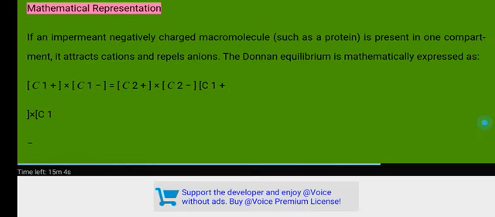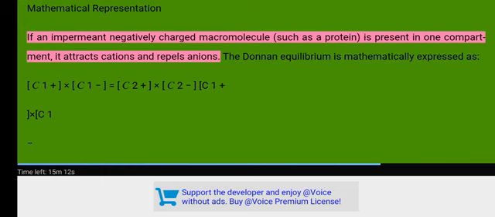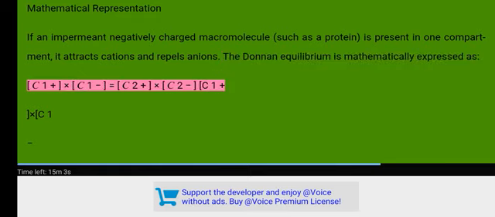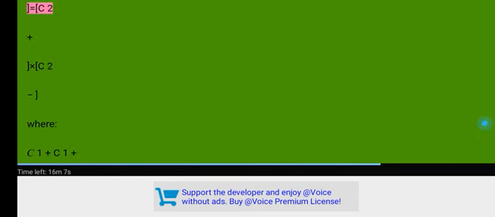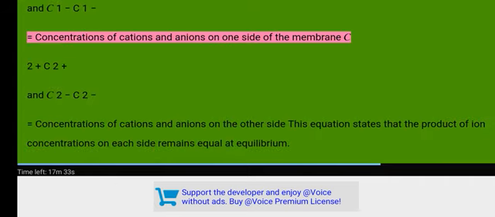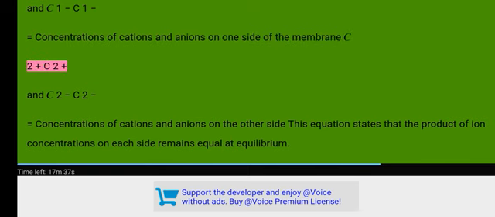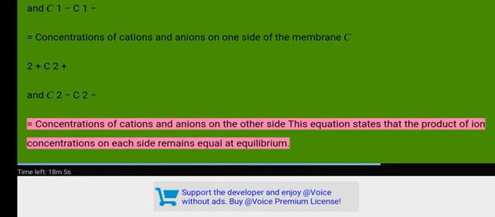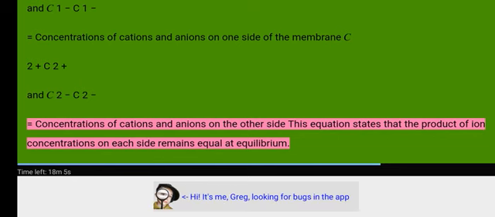Mathematical representation. If an impermeable negatively charged macromolecule, such as a protein, is present in one compartment, it attracts cations and repels anions. The Donnan equilibrium is mathematically expressed as [C1+][C1-] = [C2+][C2-], where C1+ and C1- are concentrations of cations and anions on one side of the membrane, and C2+ and C2- are concentrations of cations and anions on the other side. This equation states that the product of ion concentrations on each side remains equal at equilibrium.